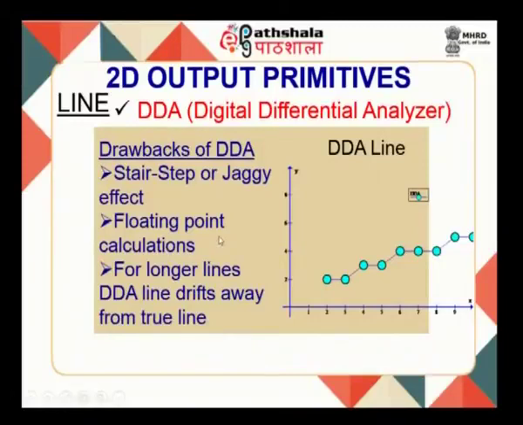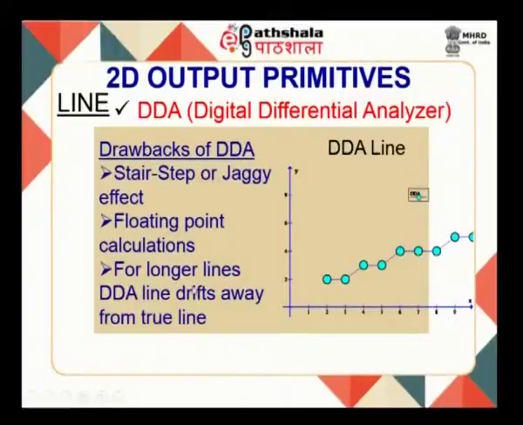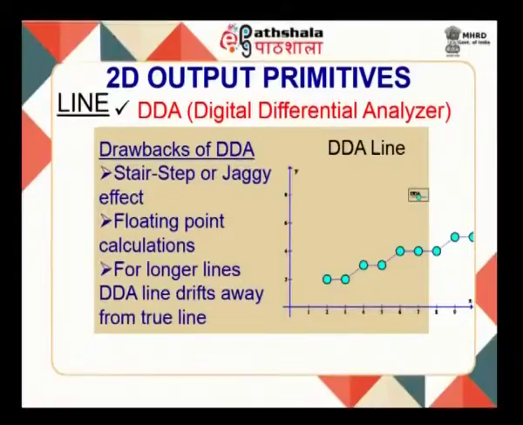The second drawback is floating point calculation. We are taking care of so many floating point decimals and calculations, which are also always rounded off. And for longer lines, the DDA line drifts away from the true line. If you try to draw the longest possible line on the monitor, say from the top left corner to the bottom right corner, or left to right inclined lines, you would notice that there is a drift from the theoretical line. So, that is the DDA line drawing procedure, the simplest procedure.